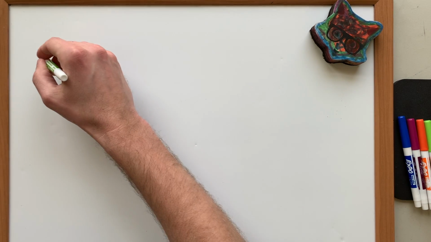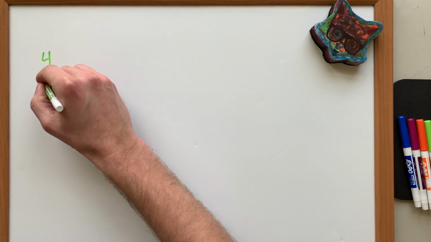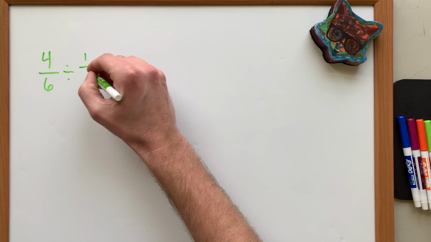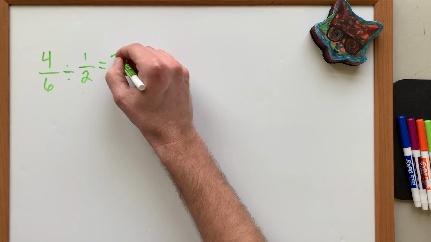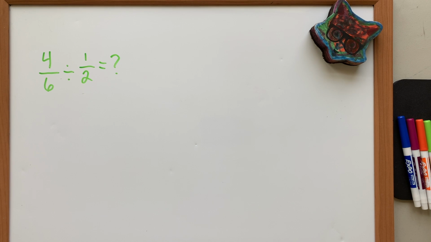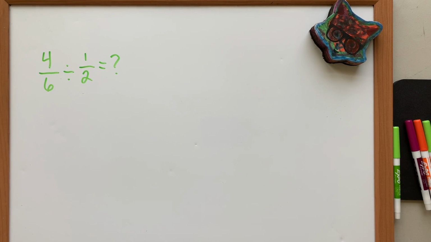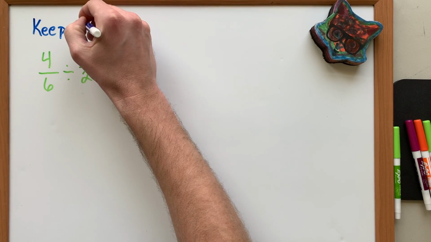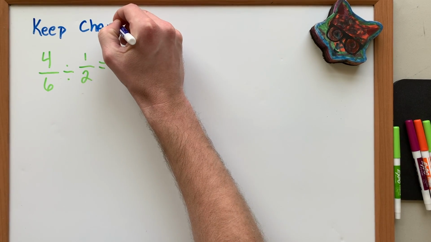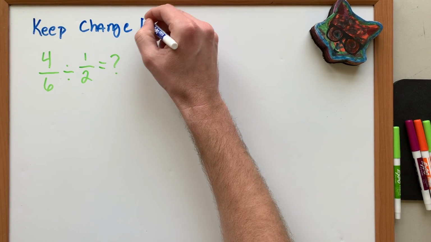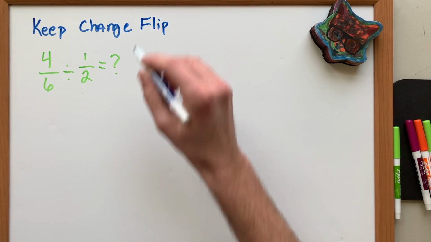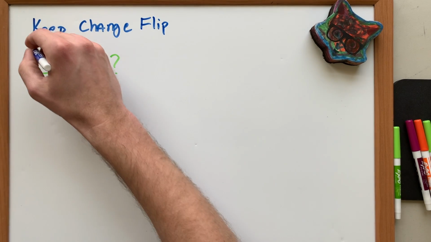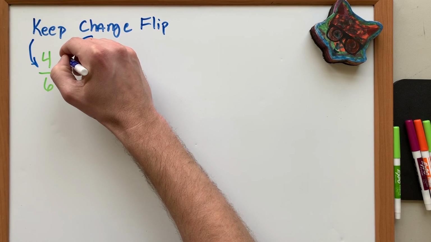Let's look at an example of dividing two fractions and we'll see what we can do with this. Let's take 4 over 6 divided by 1 over 2. And what is that equal to? Well, in math, there's a fun little trick that you can remember with a phrase called keep, change, and flip. And what we're going to do is we're going to keep the first term, we're going to change division to multiplication, and we're going to flip the last fraction, like this.